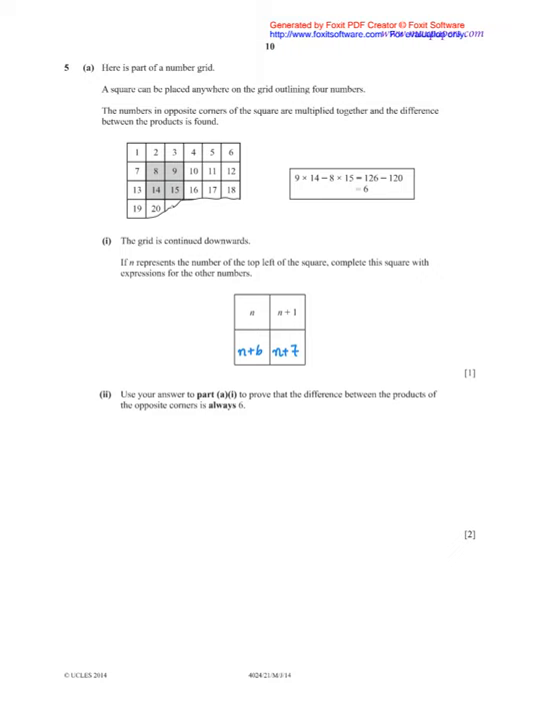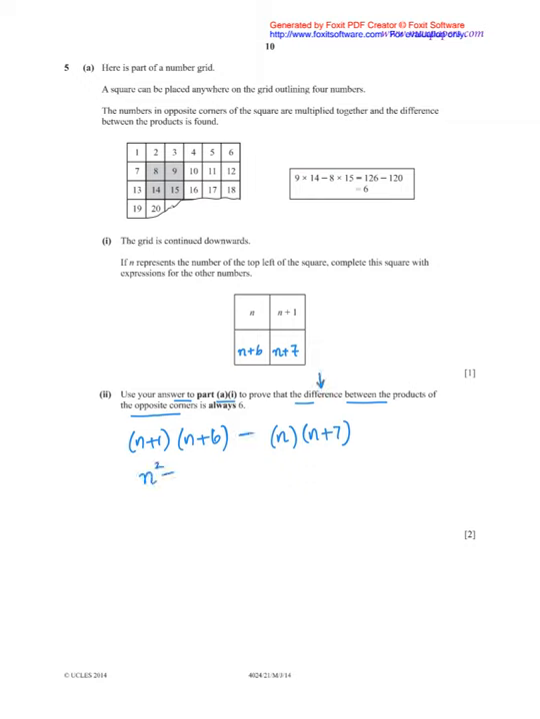After that, use your answer to part A1 to prove the difference between the products of the opposite corners. So I need to pick the product of opposite corners. From the given example, you see that they picked the first number, 9 into 14. Similarly, I need to pick n plus 1 and n plus 6. So n plus 1, n plus 6, that is the product of my first corner, and the next one is n into n plus 7, and it talks about the difference, that means we need to subtract them.